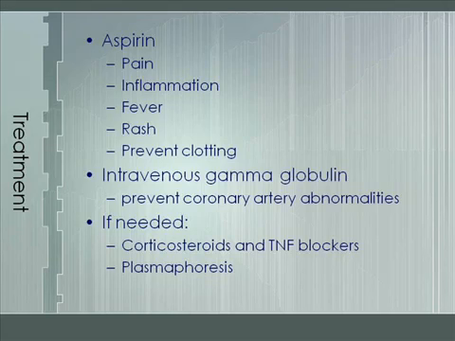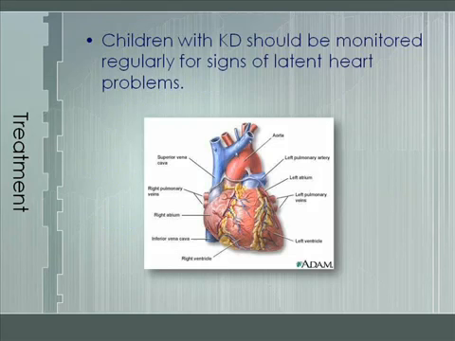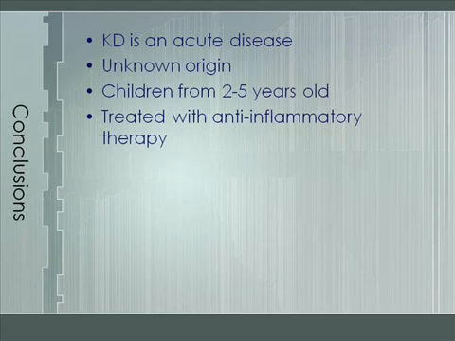Intravenous gamma globulin is now a standard in Kawasaki disease care, as it prevents coronary artery abnormalities. If the condition does not improve, corticosteroids and tumor necrosis factor blockers may be used to further decrease inflammation. Also, plasmapheresis is used to remove harmful antibodies and proteins from the bloodstream. Children that have been diagnosed and treated for Kawasaki disease should be monitored regularly for signs of latent heart problems.